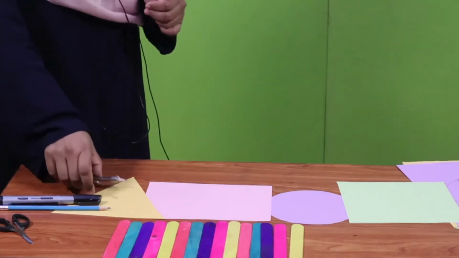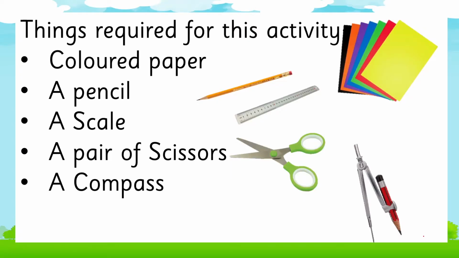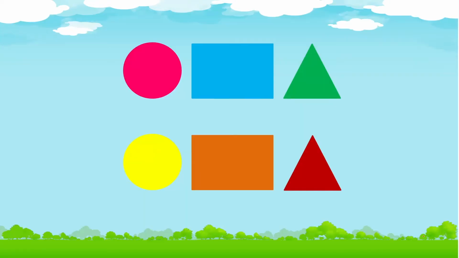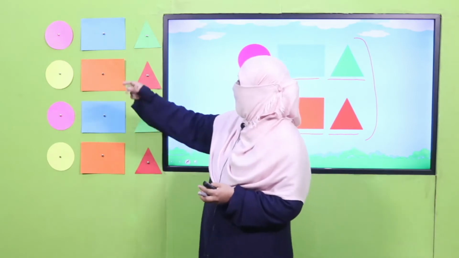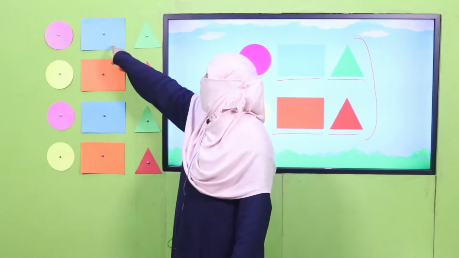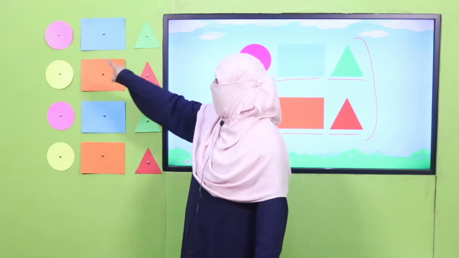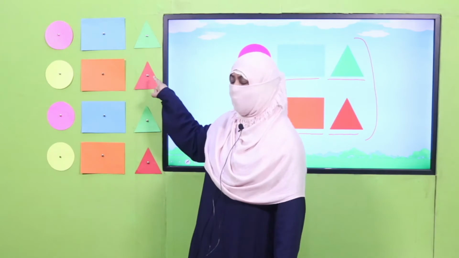Let's see how many patterns we are going to learn. A pink circle, a blue rectangle, a green triangle, again a yellow circle, orange rectangle, and red triangle. It's a pattern. I have drawn this pattern for you over here. I just drew it and cut it. That's a pink circle, a blue rectangle, green triangle, yellow circle, orange rectangle, red triangle. Again, this pattern is repeated. This is the set of shapes and colors when it is repeated.